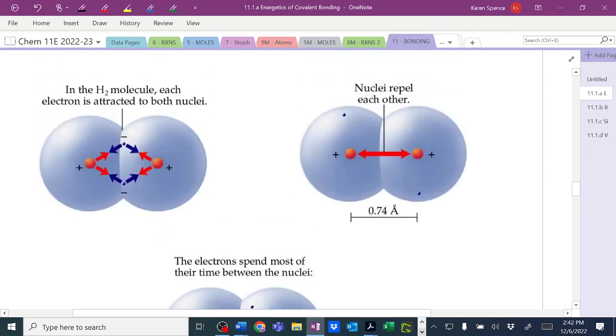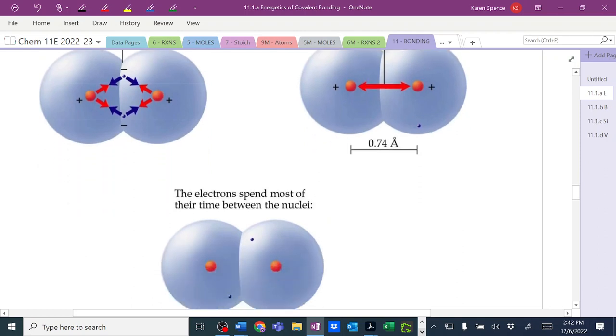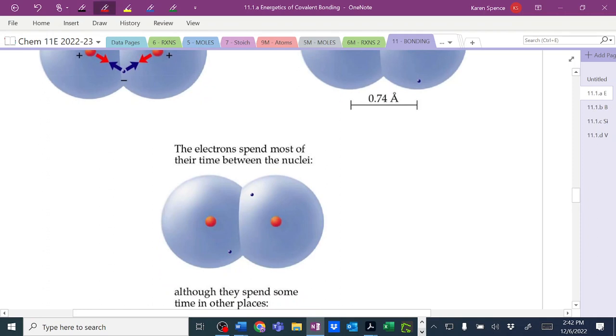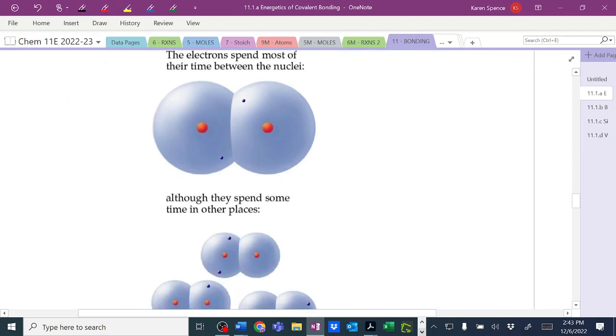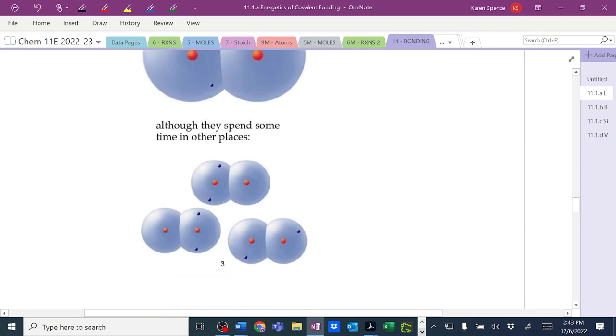Now, the key thing here is that the electrons spend most of their time in between the nuclei. Why do they want to be there? Because if they're over here, they're farther away from that one. If we have an electron that's way over here, it's farther away from the other one. So it's the most stable right in the middle. So they mostly spend time between the nuclei, although sometimes they spend time other places. You will have electrons all over the place.